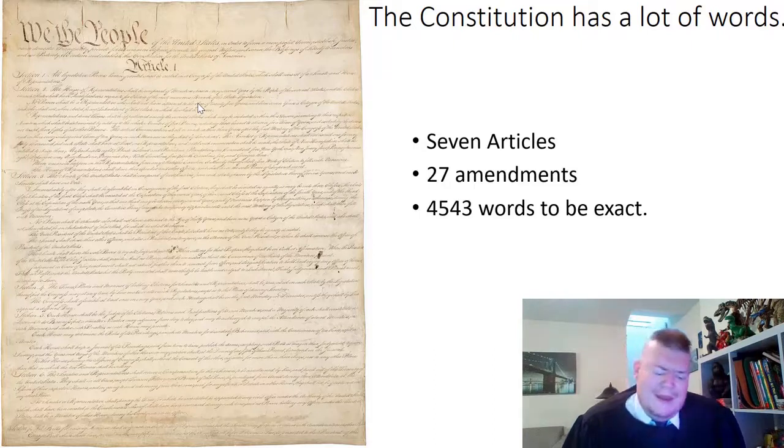So if in 100, 200 years the government starts to change things and alter the way our Constitution was set up, then they need a group of people to say, no, can't do that. And that's what we'll get to today.